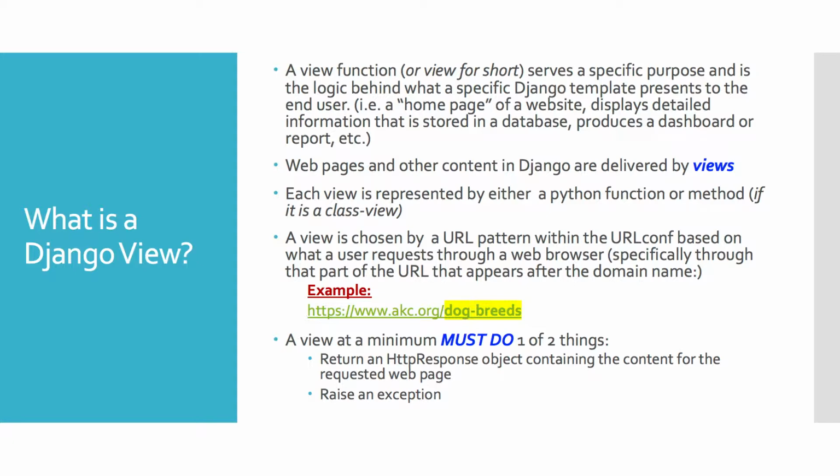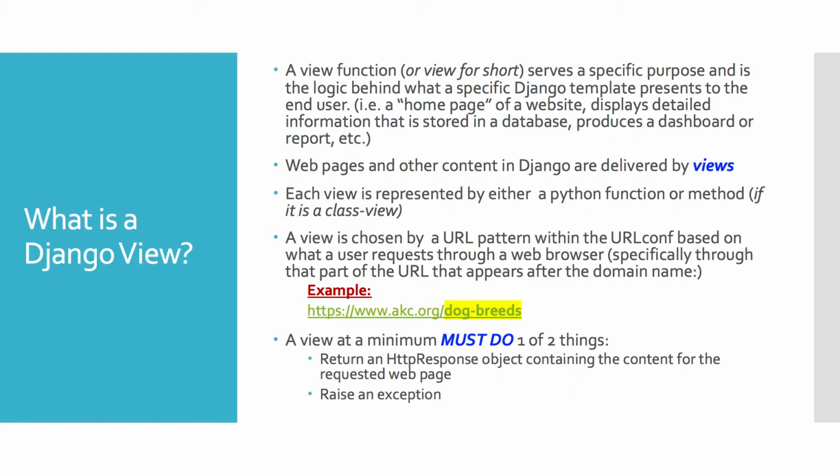Web pages and other content in Django are delivered by views. It's really part of a bigger construct known as MVC, or Model View Controller. Django subscribes to that construct, right? It's not the only web framework that works that way, but certainly Django is an example of a framework that works that way. So each view is represented either by a function, a Python function, or a method. So we can have function-based views or class-based views. And in all the classes that we go over specific to views, we're going to cover both. So you'll be able to see both, and you'll be able to see the benefits of each.